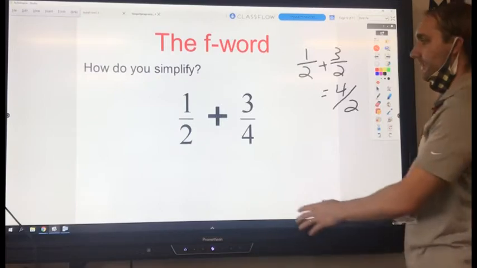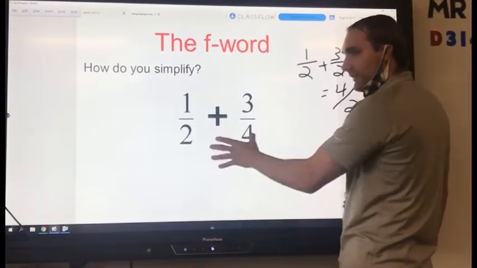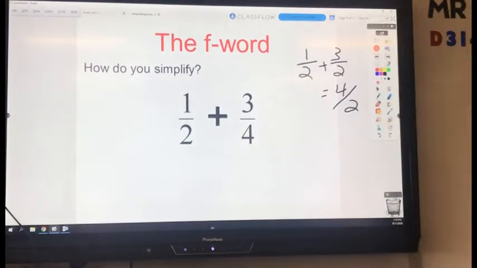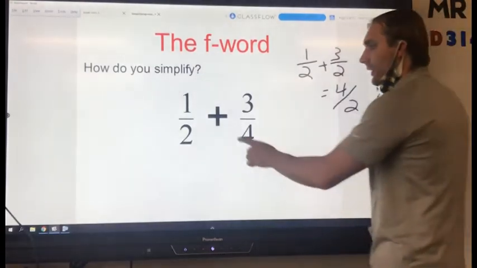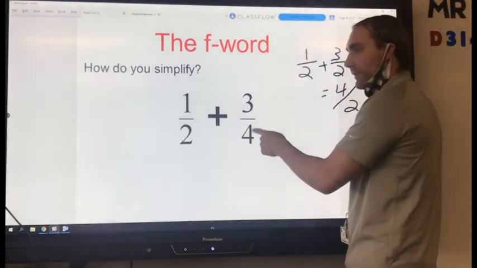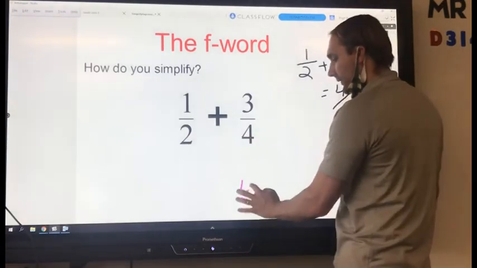So what do I have to get here? They need the same denominator. What number? 2? 4? Least common denominator. 2 can go into 4, but 4 can't go into 2. So let's look at 4.